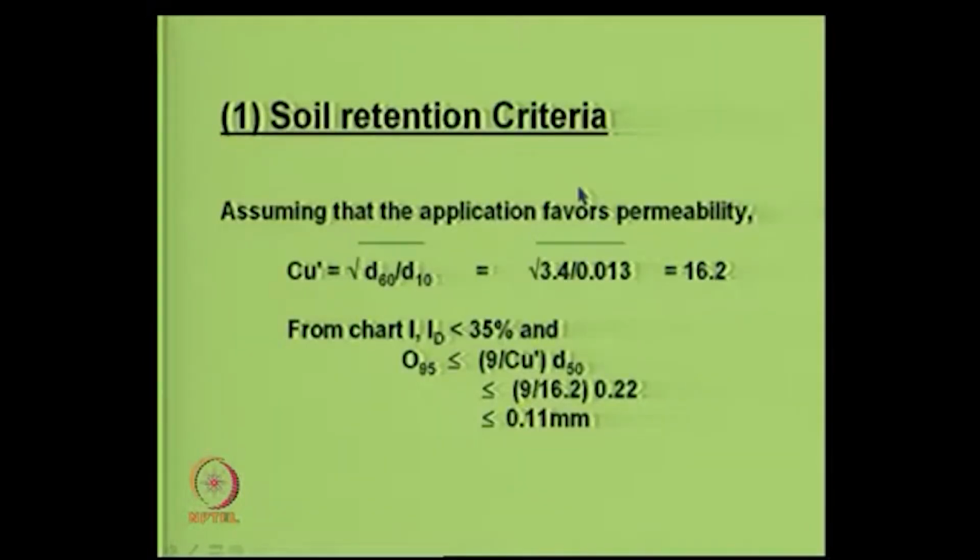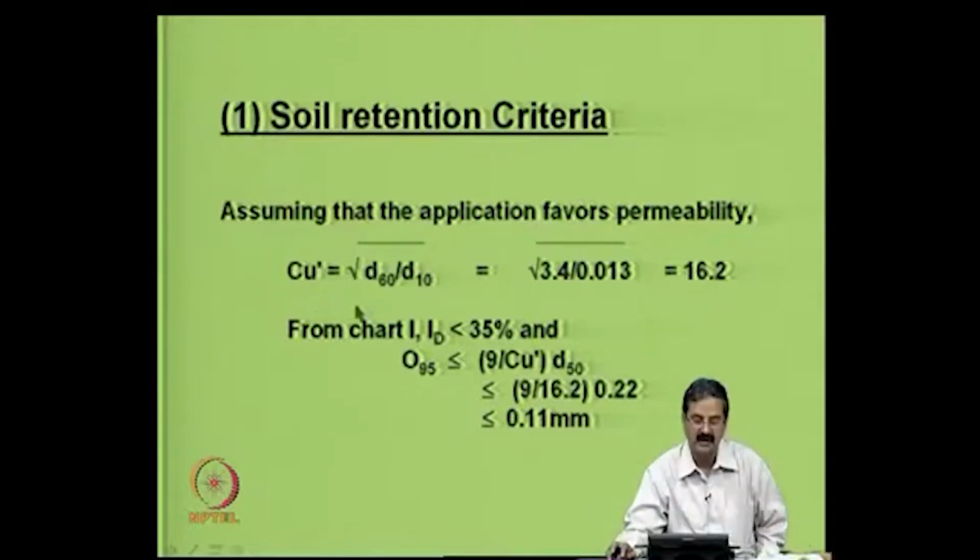So, how do you do that? Again, you go back to this, and Cu dash is again a parameter you get, and you can get it as 16.2 in this case, and the ID, that is relative density, is less than 35%. So, according to that criteria, you have a simple equation like this. So, O95 will come to 0.11. Okay. So, the O95 size will come to 0.11, and that is fine.